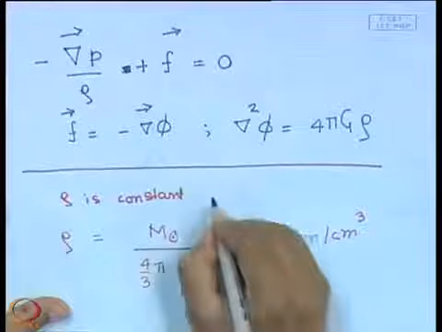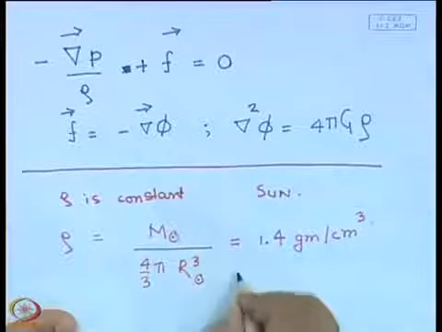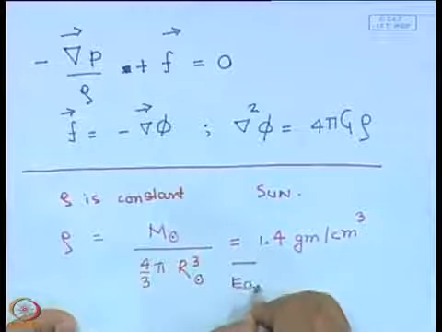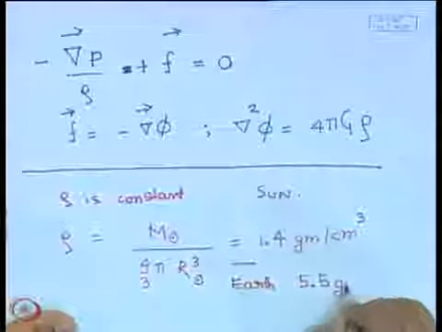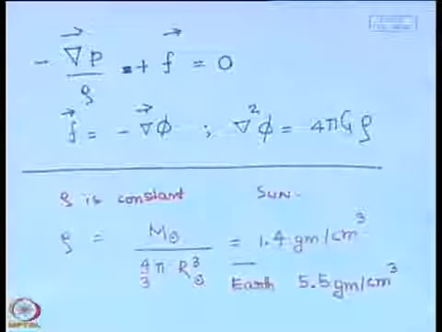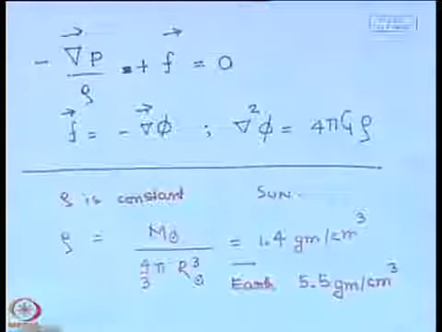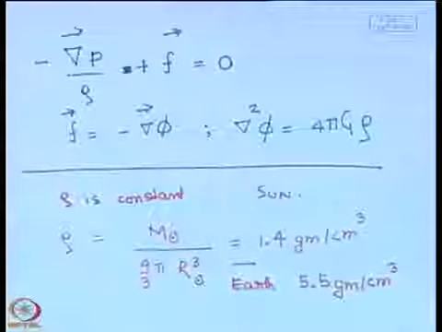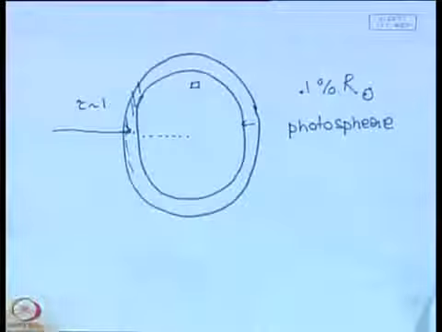For comparison, let me also tell you the density of the earth. This is for the sun. The density of the earth is around 5.5 grams per centimeter cube, so the earth is roughly 4 times denser. The mean density of the sun is comparable to that of water, and you might naively think that this is some kind of a liquid, but it is not so.